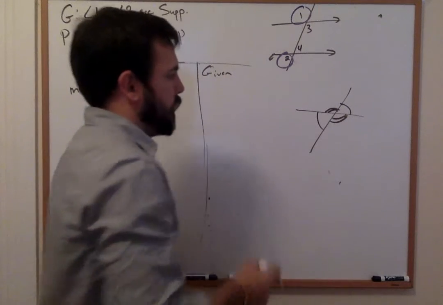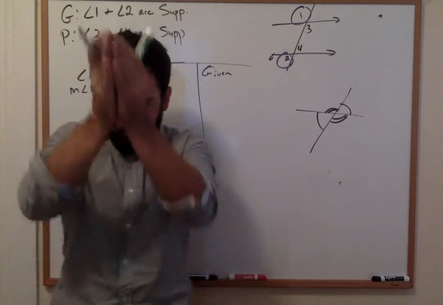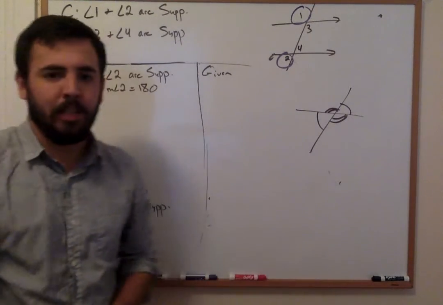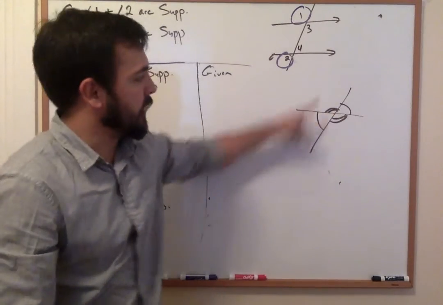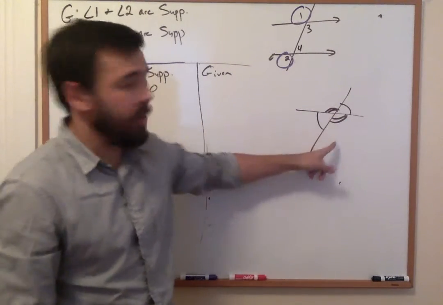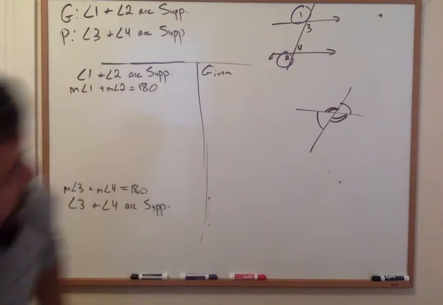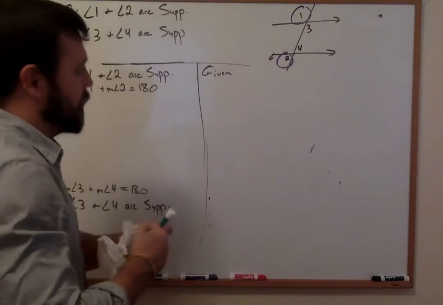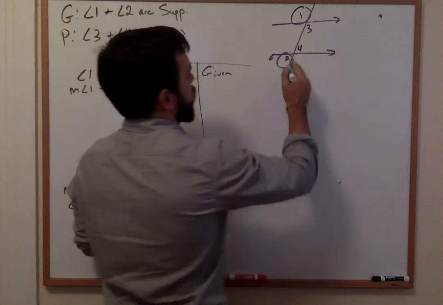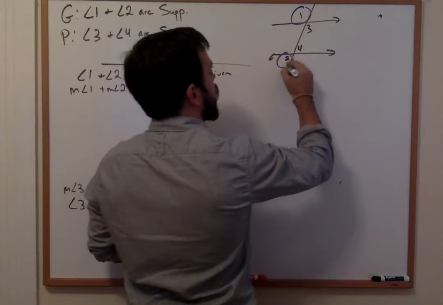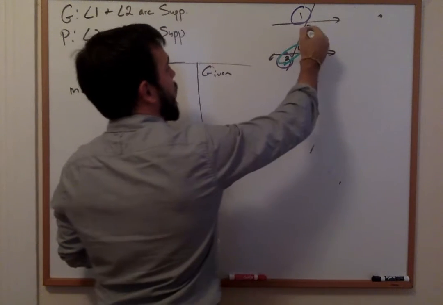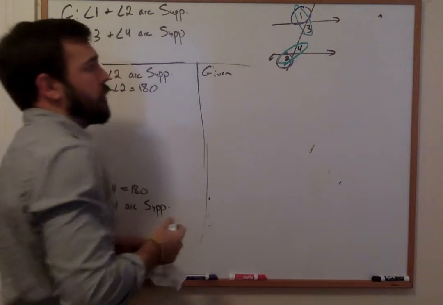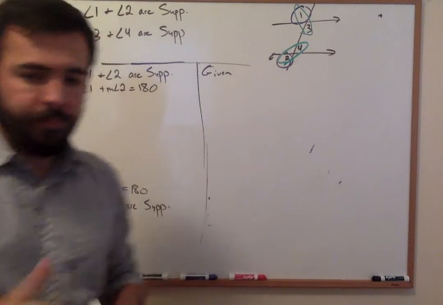Okay? They don't need to be directly vertical. Okay? They just need to be directly opposite each other. So here, if you look at our diagram, angles 4 and 2, and 3 and 1 are vertical angles.